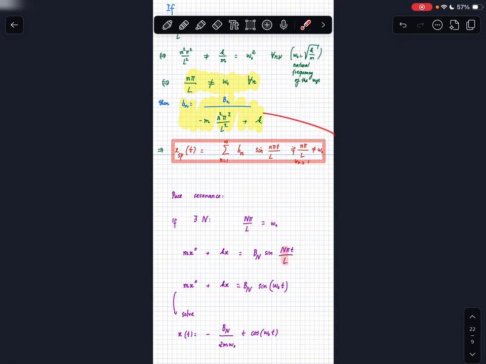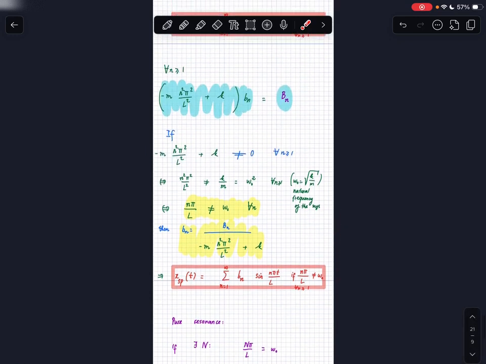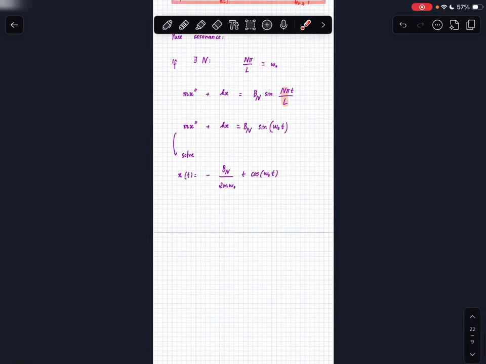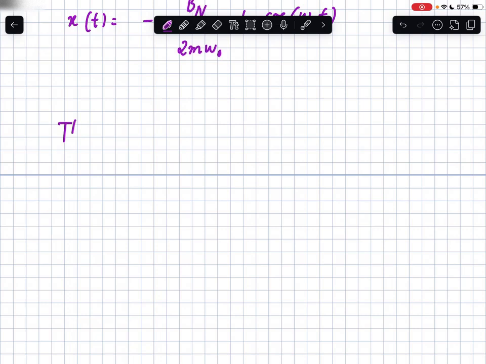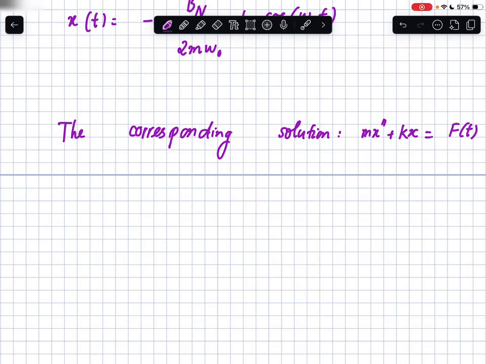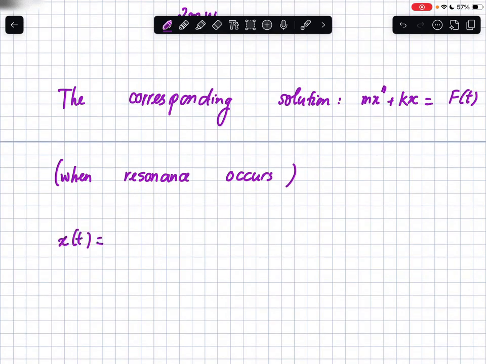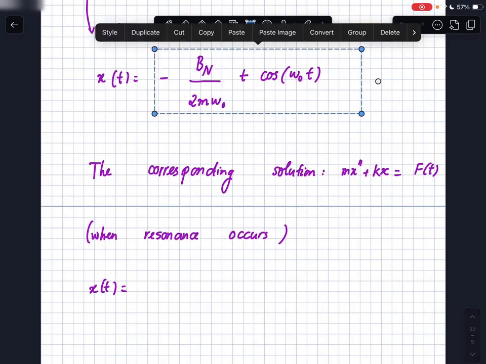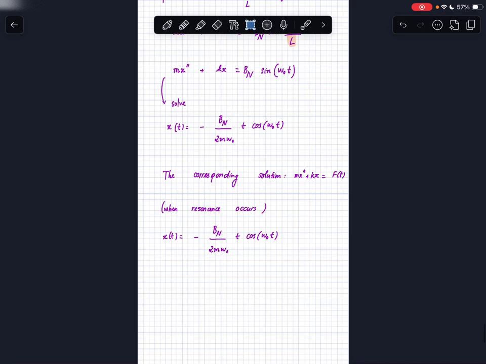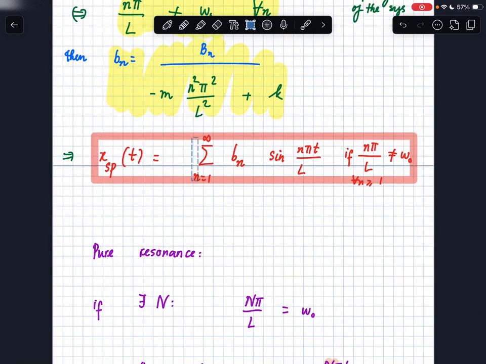So instead of having these terms for the solution of this system, now we write out the corresponding solution of m x double prime plus k x equal to F(t), which becomes, when resonance occurs, x(t) equal to this part when n equals big N, plus the summation when n is not equal to big N, and plus this summation.